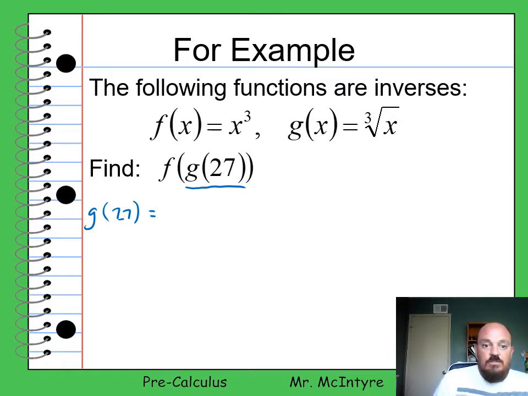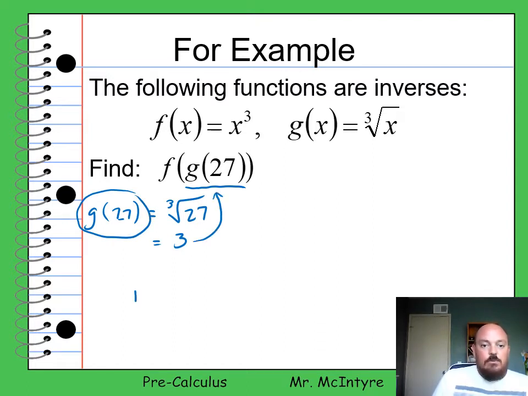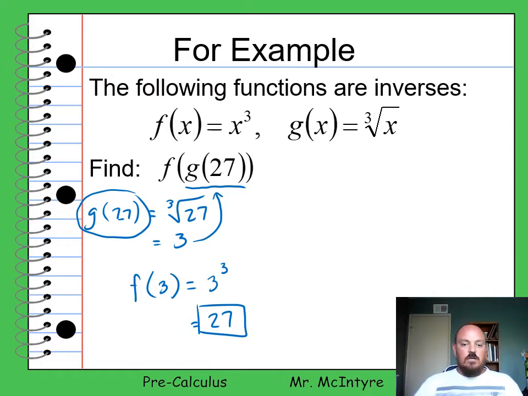equals, now g is the cube root of x, so that would be the cube root of 27, which would be 3. Now since this was g of 27, what I really asked you to find in this question is f of 3. Well, f of x was x cubed, so f of 3 would be 3 cubed, or 27. So you can see what I meant about inverses and compositions. If you're starting with a 27 and you do something to it, and then you do the inverse, you're ending up with 27. It turns right back into what you started.